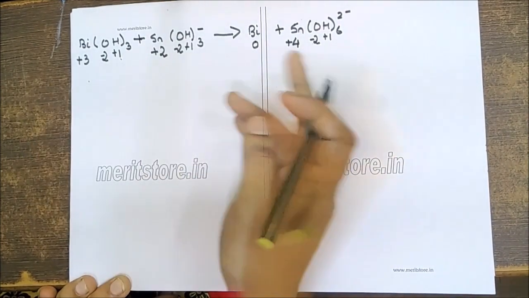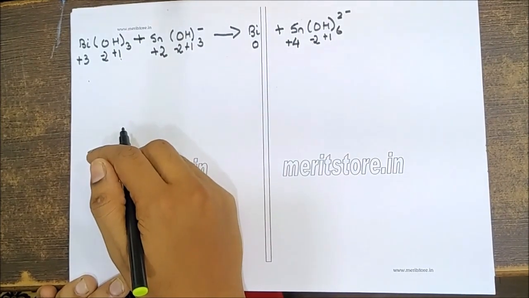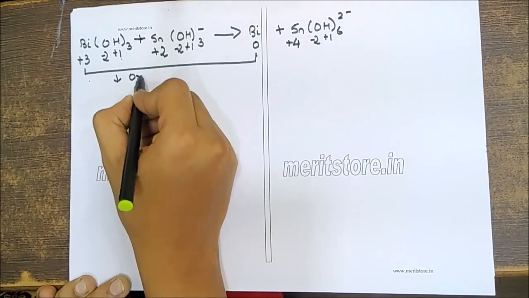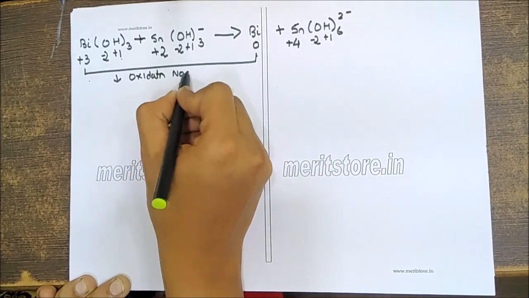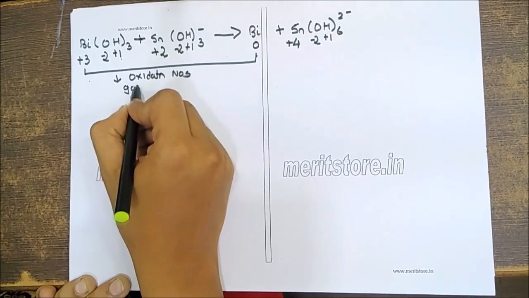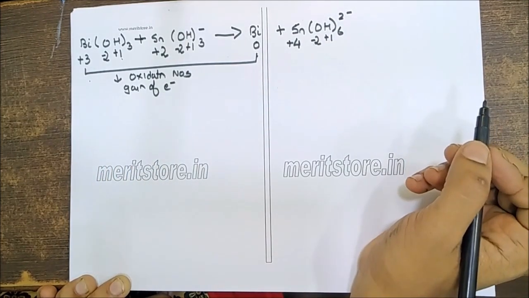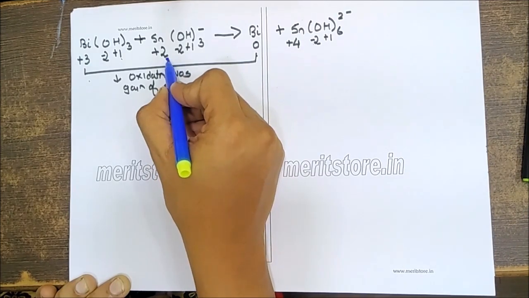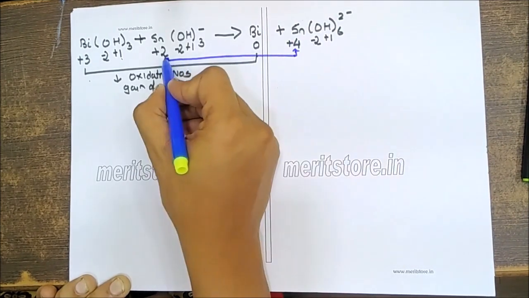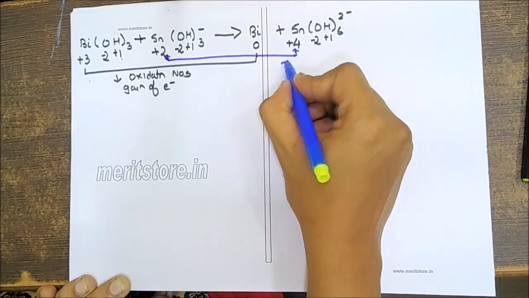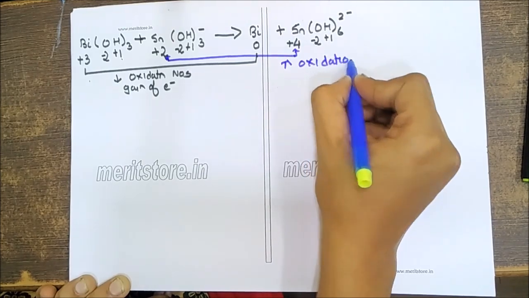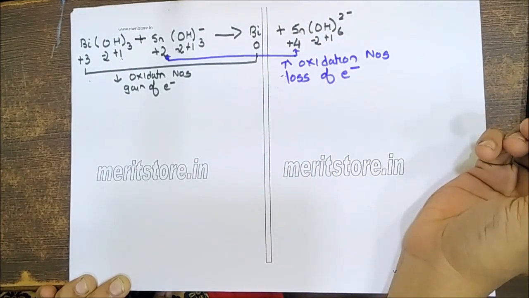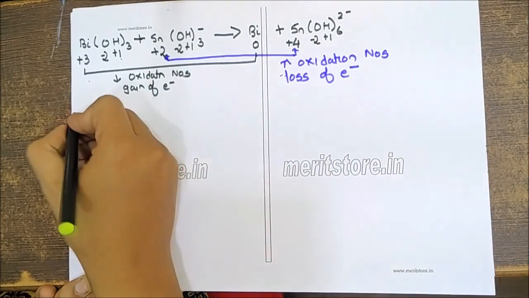Now we have to write down which atom has undergone increase or decrease in the oxidation number. Alright, so look at Bi. Bi has undergone decrease in oxidation number, which means it has gain of electrons, which means reduction. Now look at Sn. Sn has undergone increase in oxidation number, which means there is loss of electrons.